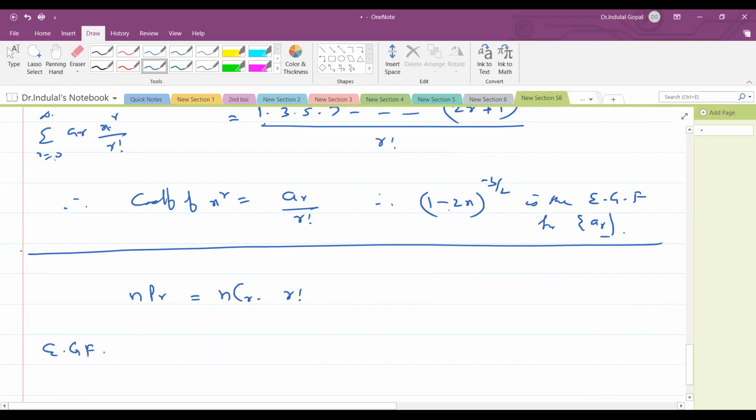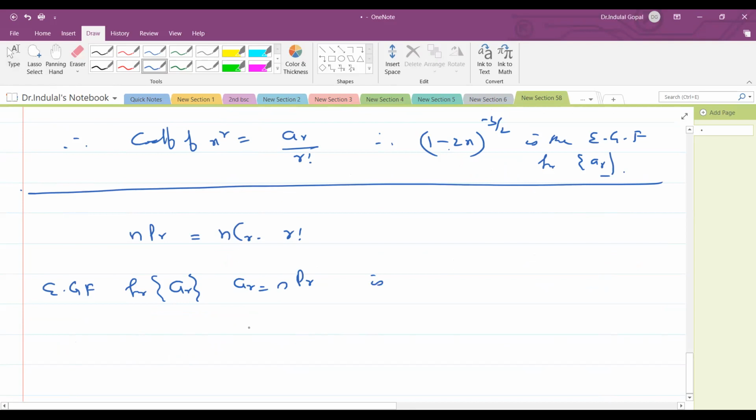The exponential generating function for the sequence AR, where AR is equal to NPR, is A0, A0 is NP0, that is 1, plus A1, A1 is NC1 into 1 factorial, x by 1 factorial, plus A2, NC2 into 2 factorial, x square by 2 factorial, plus etc. You can go to NCN, AN is NPN. NPN is NCN into n factorial, x raised to n by n factorial, plus AN plus 1. Next term, AN plus 1 is NPN plus 1.